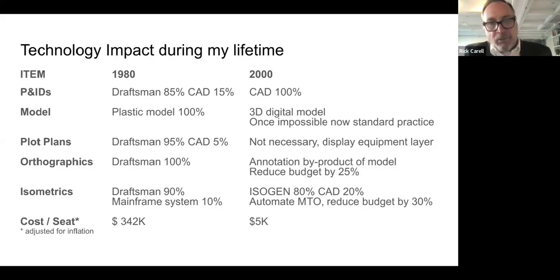And I looked at some invoices. So we would buy a Computervision 5-system CAD system, 5 users, at $90,000 a seat. $90,000 a seat. That's $342,000 in today's money, if you can believe that. So now, 5K will get you that today. And that's pretty much my story of 3D plant design.